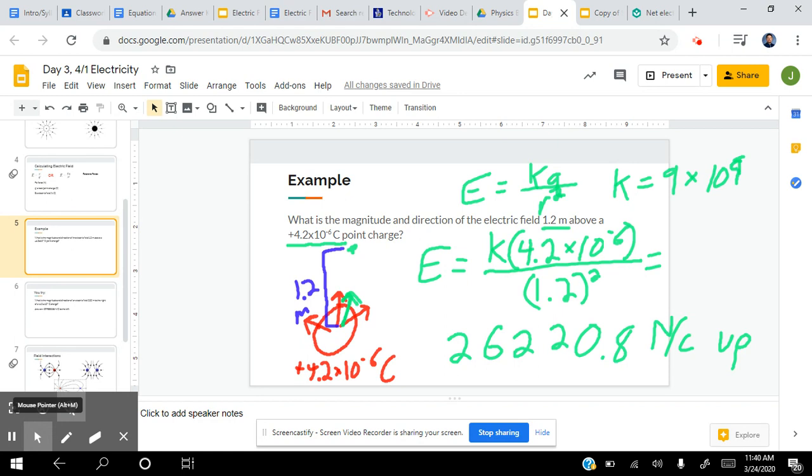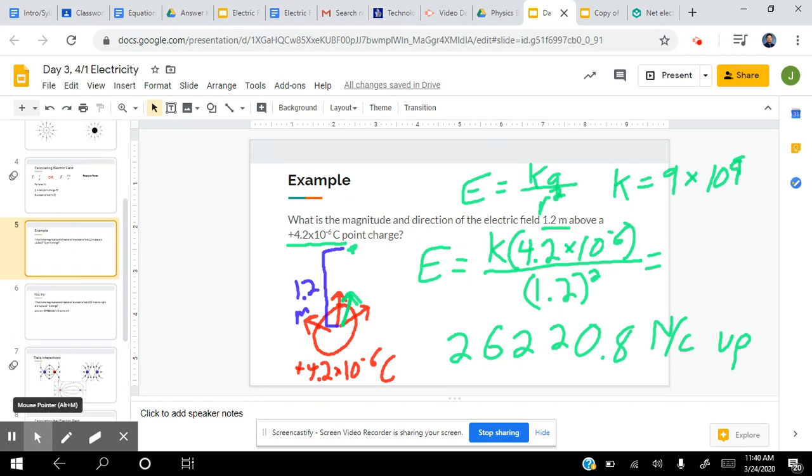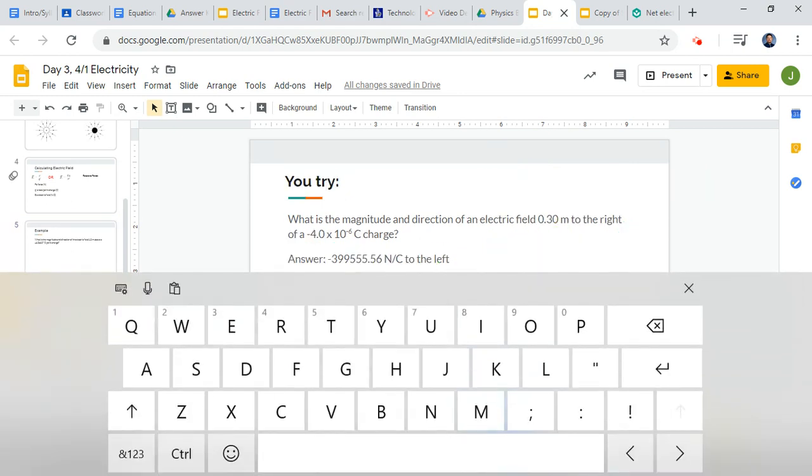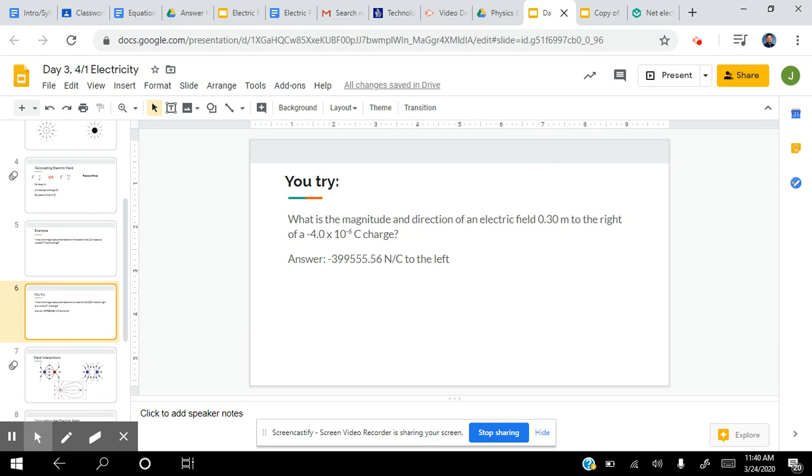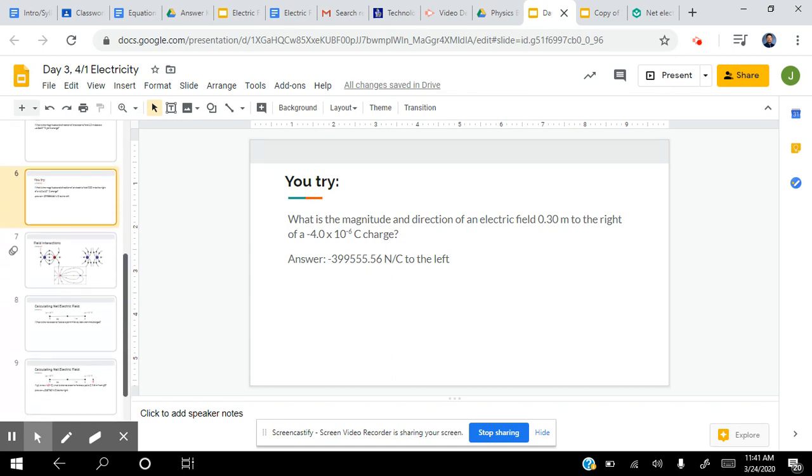All right, you can go ahead and try it on your own. I wish it would stop doing that. I did already put the answer there so that you can try it on your own and see if you get the correct answer.